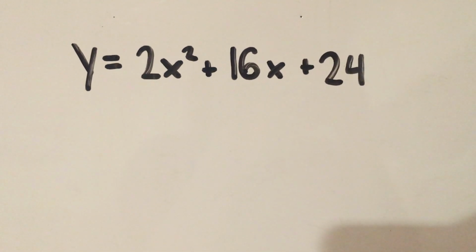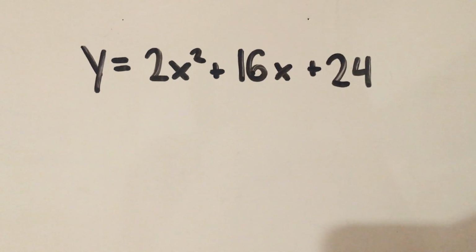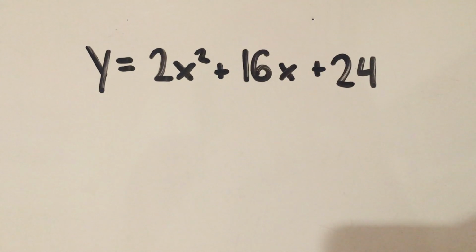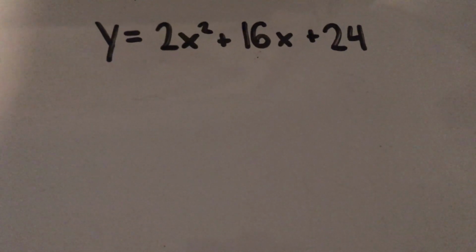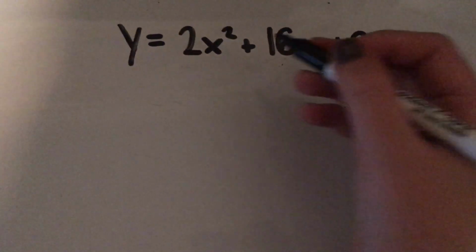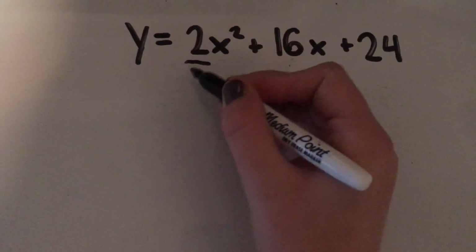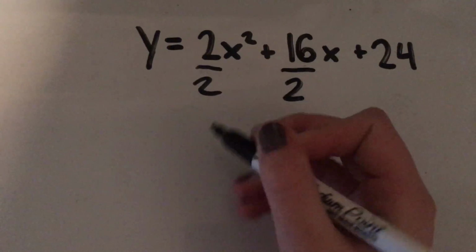Let's say we start off with this equation written in general form. We're going to do something called completing the square to change it into vertex form. First thing to do is we need to make sure that x squared is by itself. So we're going to divide 2x squared by 2. And while we do that, we're also going to divide the 16x by 2.